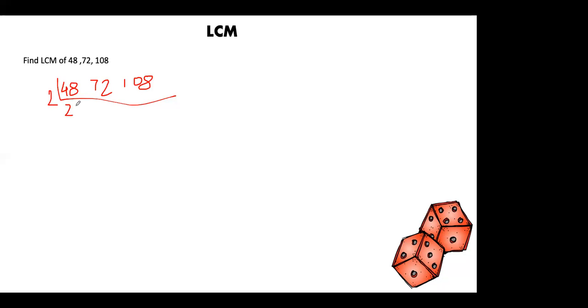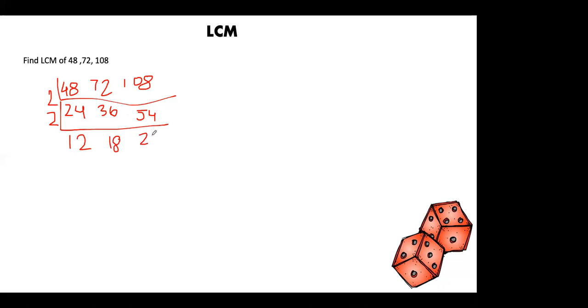2 2s are 4, 2 4s are 8, then 2 3s are 6, 2 6s are 12, 2 5s are 10, and 2 4s are 8. Is this thing correct, Safia? Yes. Just keep on checking it. Okay, then what will come here, ma'am? The answer? 432. 2 1s are 2, 2 2s are 4, then 2 1s are 2, 2 8s are 16, then 2 2s are 4.